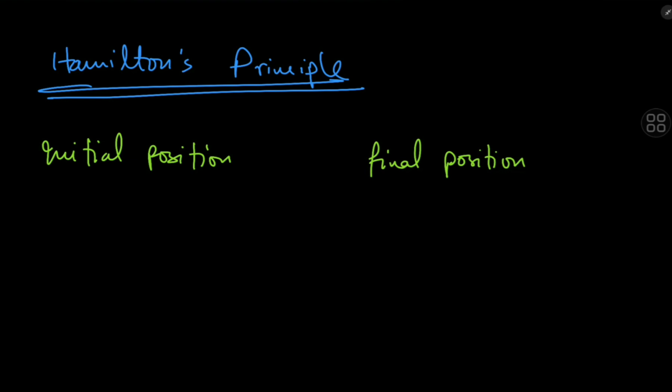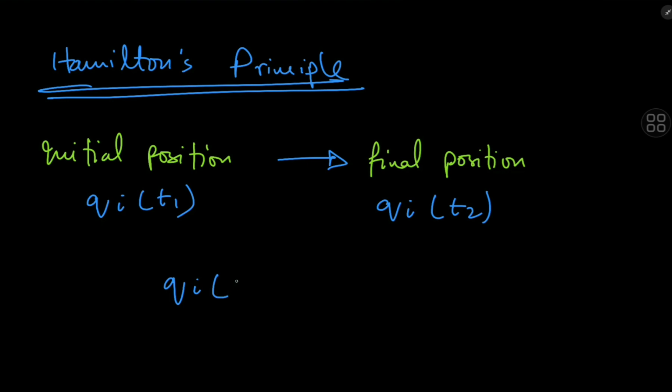And what does this principle say about the motion of mechanical systems? Well, if you have a mechanical system having some initial position described in terms of the generalized coordinates as qi at t1, and because of the motion of the particles involved, the system evolved to a final position given by qi at t2, then this evolution of the system is obviously going to be described by the generalized coordinates qi as functions of time. Now, this function is something we call a path.